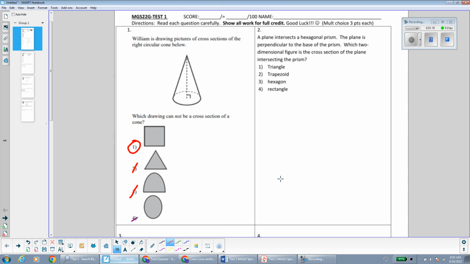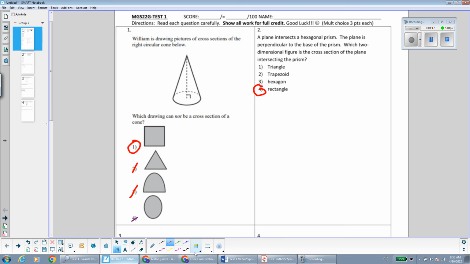For number 2, it says a plane intersects a hexagonal prism. The plane is perpendicular to the base of the prism. Which two-dimensional figure is the cross-section of the plane intersecting the prism? Anytime we have a prism parallel to the base, the cross-section will be the same as the base. So parallel to a hexagonal prism would be a hexagon. Perpendicular to the base will be the same as the faces, which would be a rectangle since this is a prism.